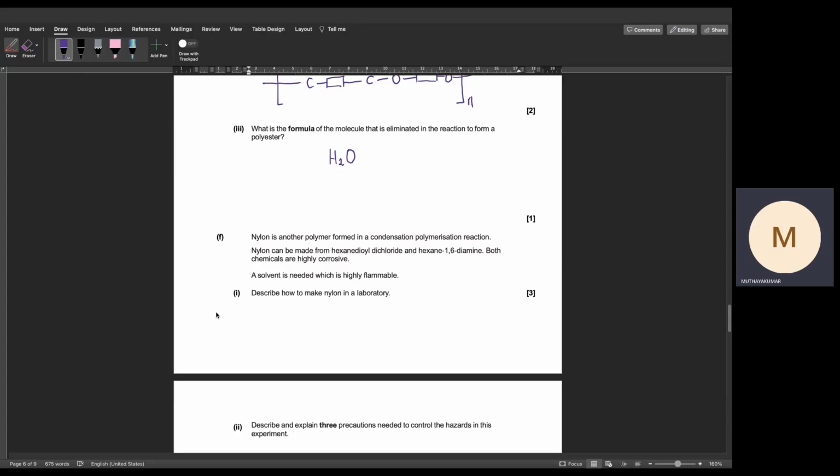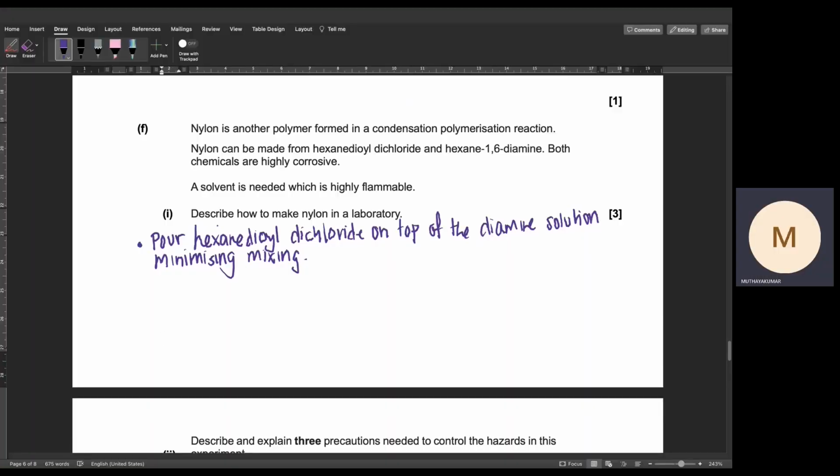So first, we need to make sure that you pour the hexane dichloride on top of the diamine solution. We want to minimize mixing. So step 1, pour the dichloride on top of the diamine solution and minimize mixing. Now, your teacher would have either demonstrated this in class or at least shown a video. If you haven't seen it, I recommend that you go and watch this video, because it is a common question that comes up.